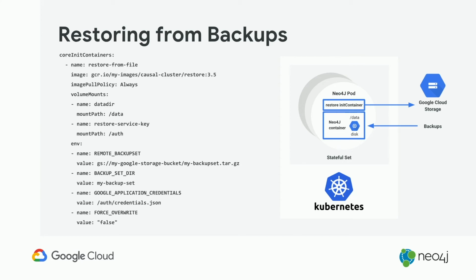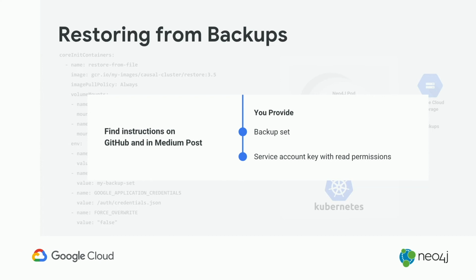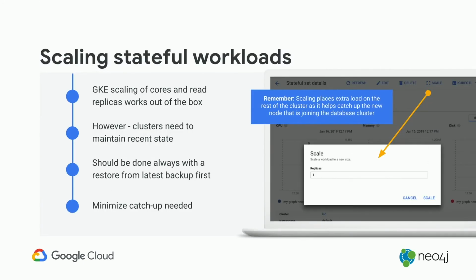And this is an example on the left-hand side of the YAML that you can use to do that, which can be found in our GitHub repo. In order to do this, all you need is a backup set that's hosted in Google Storage and a service account key that has read permissions to that data. So GKE has a built-in way of allowing you to scale these stateful workflows. Because it's a stateful set, you can use the scale feature in GKE to add a read replica or add a core node if you wish. This just works out of the box.